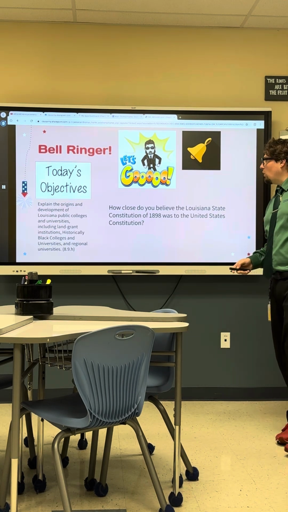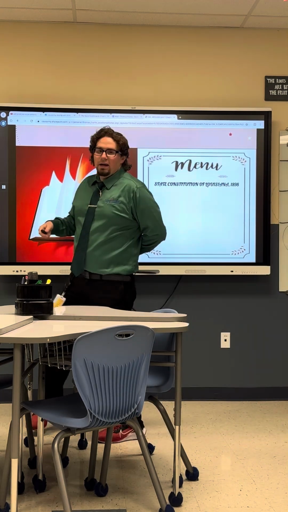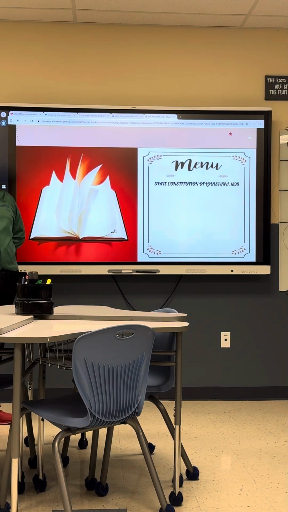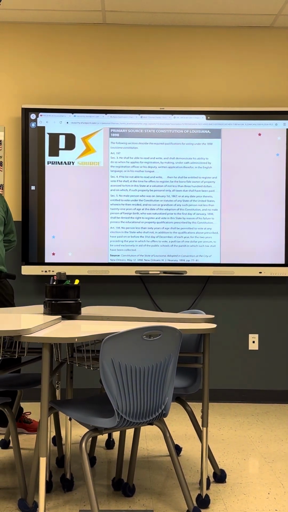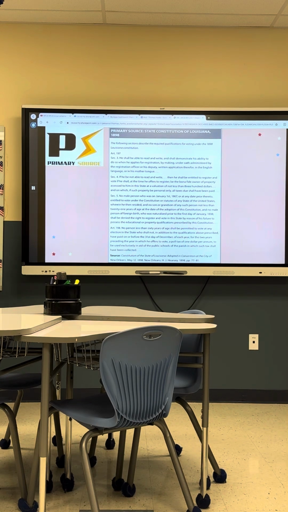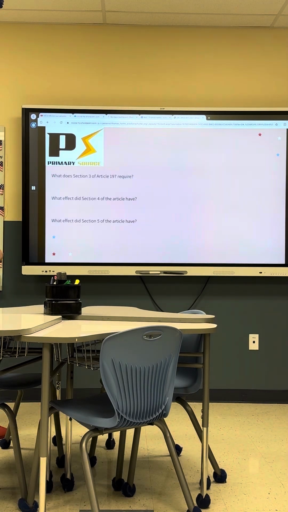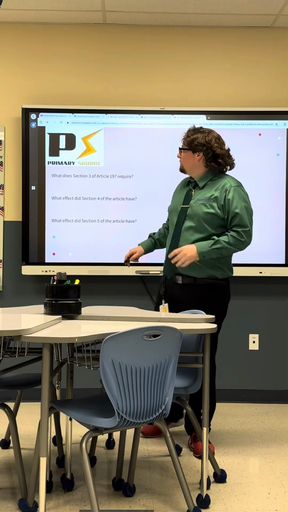Okay, moving on. We get to our reading, and that is the State Constitution of Louisiana of 1898. That is what is on the menu for today. And it is a long one, y'all. Just kidding. It's actually just this. So this is our primary resource. While analyzing this, you have 3 questions to answer. That's your depth of knowledge questions. That is what you're going to answer from the excerpt.